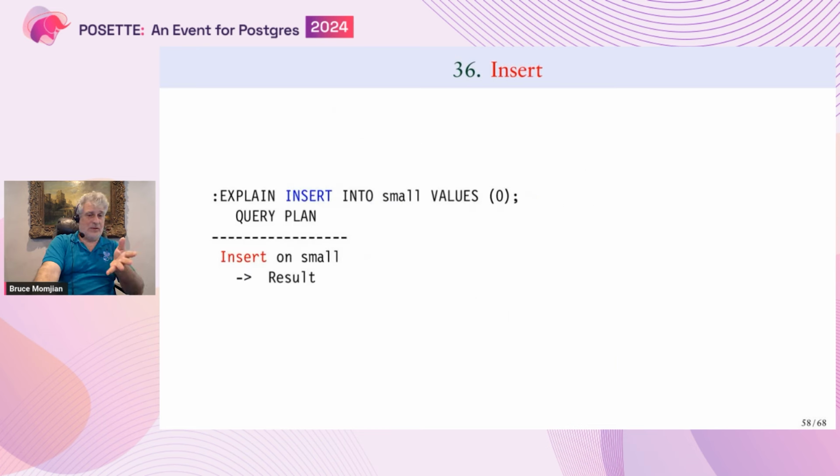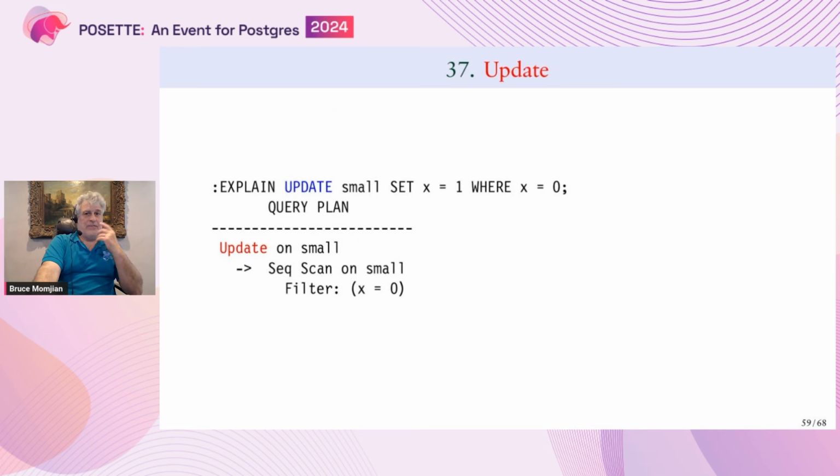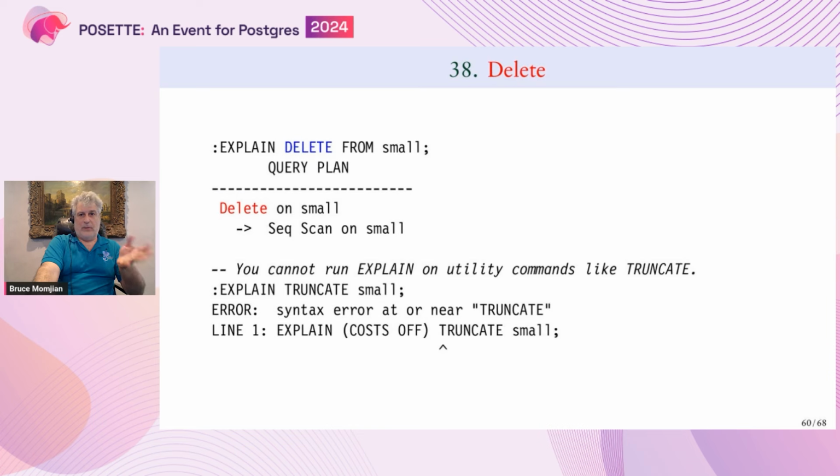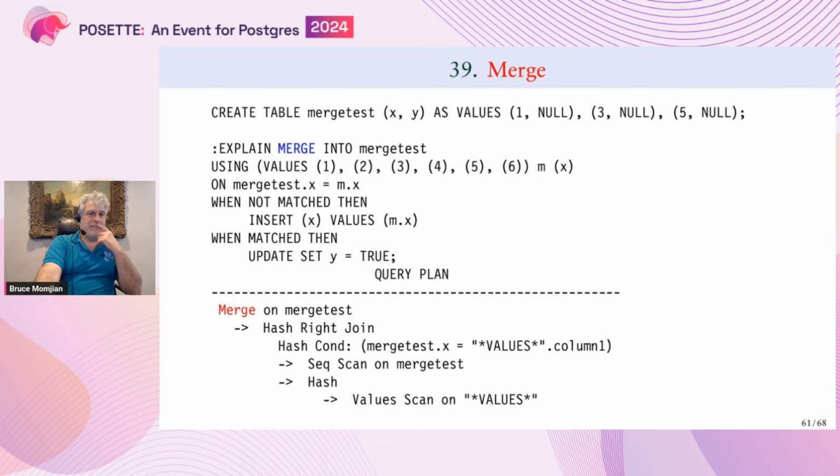If you're doing an insert, we create an insert node. If you're doing an update, we do an update node. If you're doing a delete, we do a delete node. We do not create nodes for truncate. Truncate is not what we call a DML. It's a DDL. It does not go through the optimizer, and therefore you cannot run explain on it. It doesn't create a special node. It's sort of its own thing because truncate effectively removes all the rows immediately from a file.